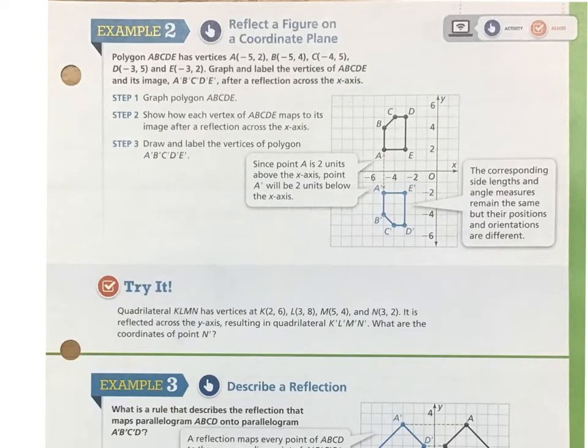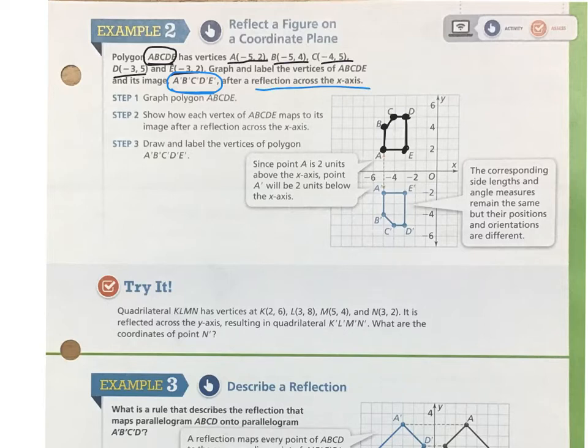Example 2, reflect a figure on a coordinate plane. Polygon ABCDE has vertices A, B, C, D, and E as you see them here on the graph. So you have points A, B, C, D, and E that create that polygon. Graph and label the vertices of A, B, C, D, E and its image A prime, B prime, C prime, D prime, and E prime after a reflection across the x-axis.